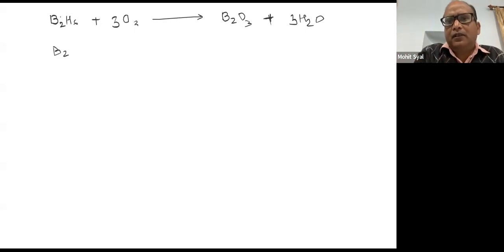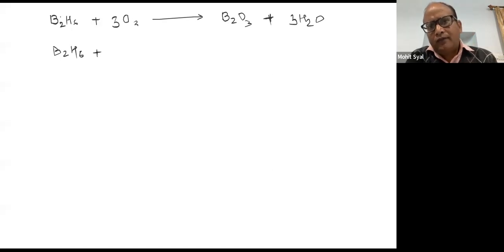B2H6, if you react it with alcohol, means you can take any alcohol. Let's take C2H5OH, 6 molecules, right? So B, this is the ethyl group.